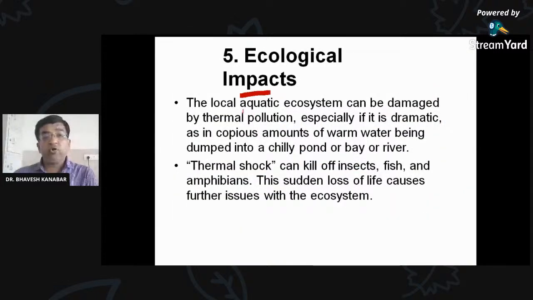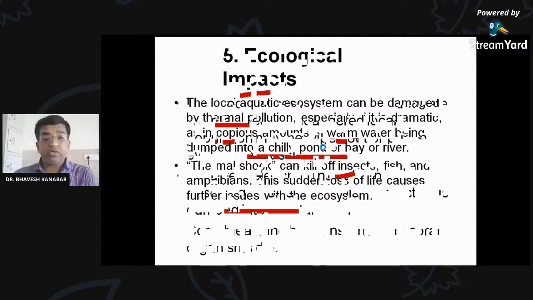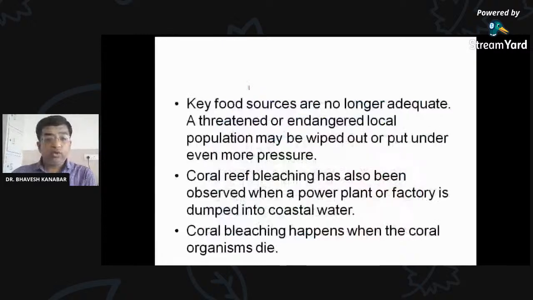Ecological impact. The local aquatic ecosystem can be damaged by thermal pollution, especially if it is dramatic, as in copious amounts of warm water being dumped into a chilly pond or bay of the river. Thermal shock can kill off insects, fish, amphibians, and the sudden loss of life causes further issues with the ecosystem. Because of the thermal pollution, key food sources are no longer adequate. Threatened or endangered local populations may be wiped out or put under even more pressure.